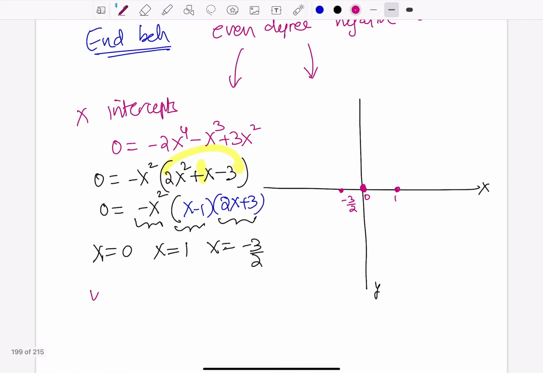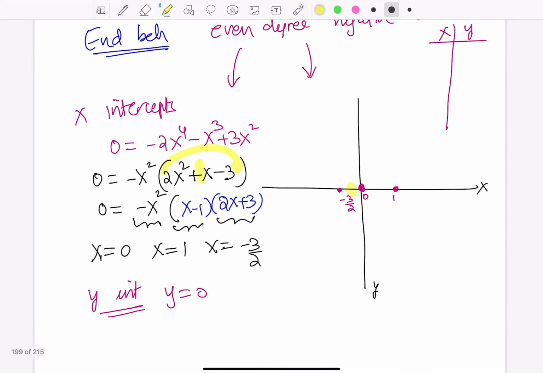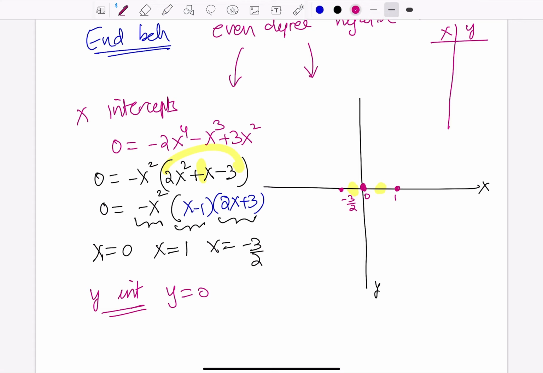Now to find the y-intercept, we will make x equal to 0. If I plug in x as 0, the y-intercept is going to be equal to 0. We already know the end behavior for this graph. So let's go ahead and pick some test values and see what's happening in between. Which test values should I pick? I'm going to pick x as negative 1 here and 0.5 here.